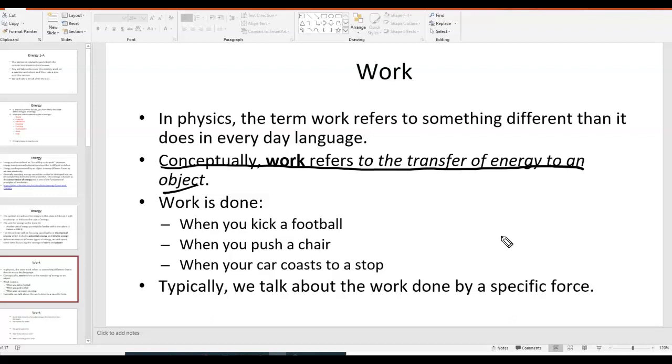Typically, we talk about the work being done by a specific force. So in that last example, I would say that the force of friction does work on the car to make it stop. When you push on the chair, I would say my applied force does work on the chair. So again, understand the concept of work as the transfer of energy to or from an object. With that being said, in just a moment we'll be doing calculations with work, but you also need to understand the concept as well. Pause there if you need to look at that.